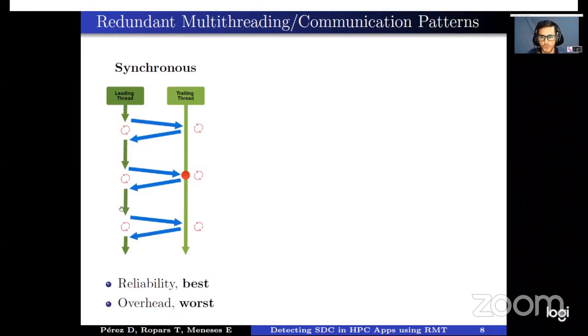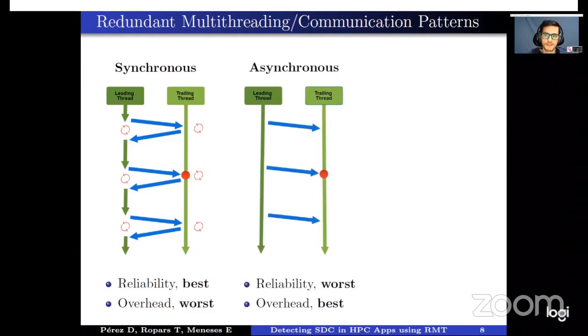The leading thread will wait after every calculation before continuing, for a check of correctness, and the trailing thread might get to this point before the leading thread, so it has to wait for the data. So it's quite reliable, but it implies a lot of waiting points. So it's the worst regarding overhead.